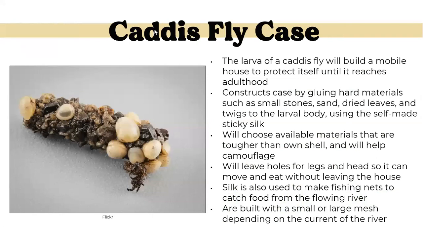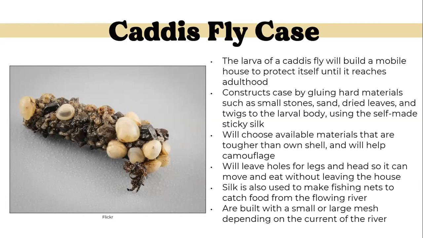So these caddis fly cases are super cool because they build them on their own. So this is the larva within this case that you see. And this basically is just their silk that they use. It's very sticky, so they will glue hard materials such as stone, sand, dried leaves on here to protect themselves. They make sure to use the stuff that's around them, because this is what's going to best camouflage them within their habitat.